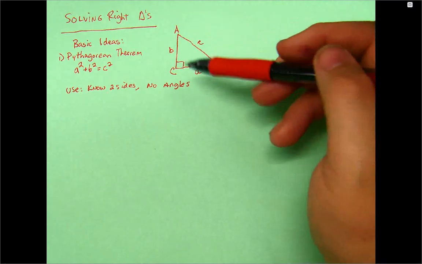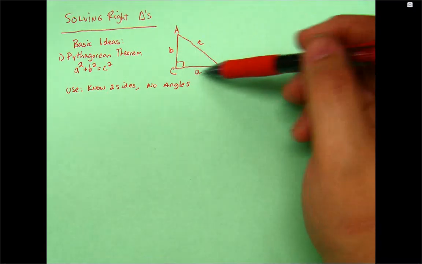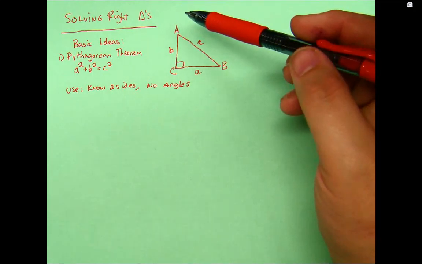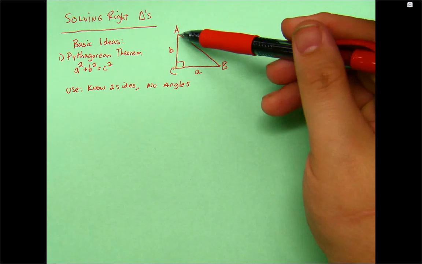If you're given a triangle with just numbers in it without any points, I would always recommend labeling it A, B, and C, where A and B are your acute angles.